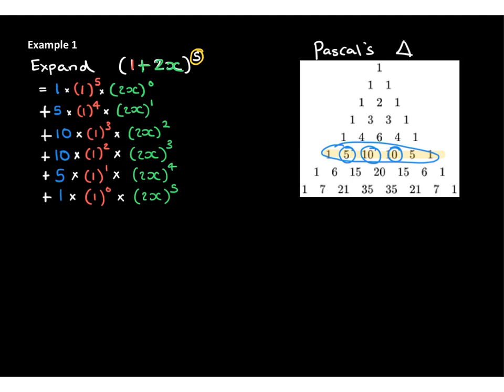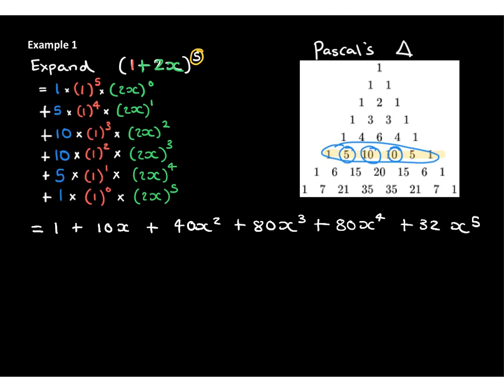So we're now going to write out the expansion in full, and it is 1 + 10x + 40x² + 80x³ + 80x⁴ + 32x⁵. Now, be very careful when you are simplifying. Of course, there are certain things that you can do to make life a lot easier for yourself.